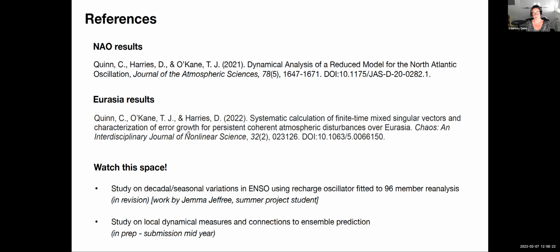I'll just mention that there should be more work coming out this year. There's been a nice data-driven project done by student Gemma Jeffrey, who looked at fitting a recharge oscillator model for ENSO to a 96-member reanalysis to get decadal variability in ENSO dynamics. And Terry and I have also been working on a study on these local dynamical measures and connecting them to ensemble prediction. So, all right, I think I definitely should stop now.